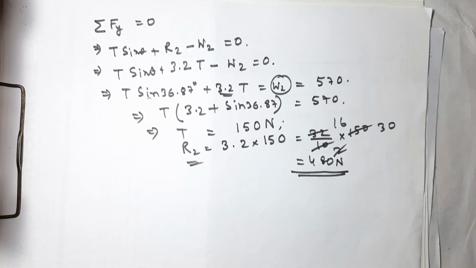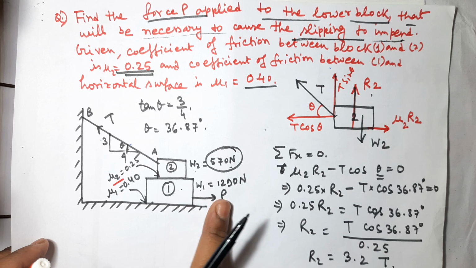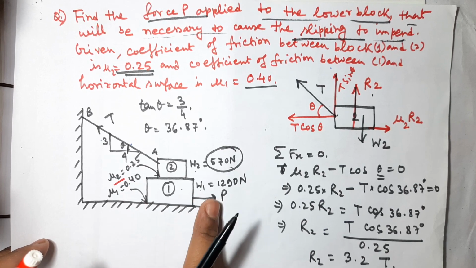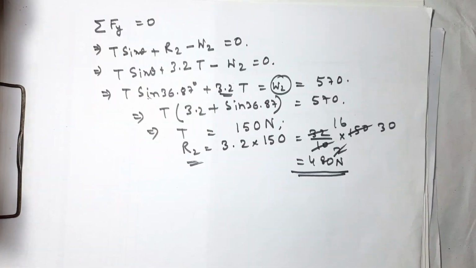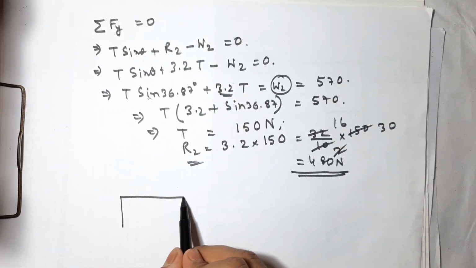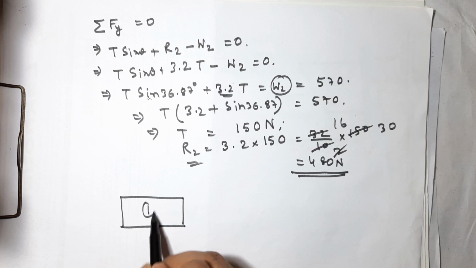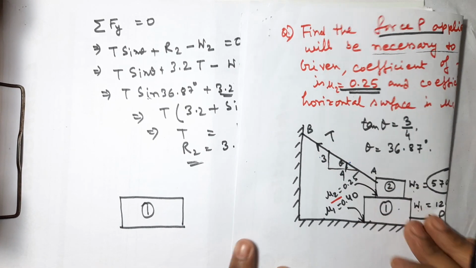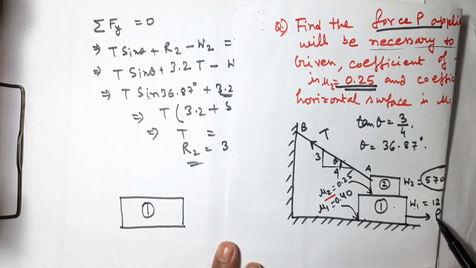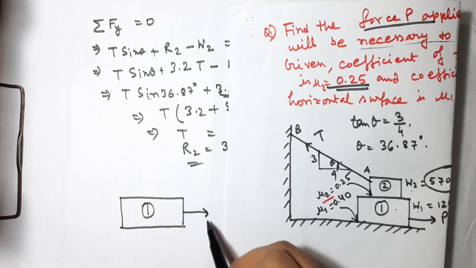Now the question is, what is the value of P? So next, for this reason we have to find out this P. To find out the value of P, we have to consider the first block. So let us consider the first block. This is the first block, right. And see here, if you see this first block, this is the P, right.